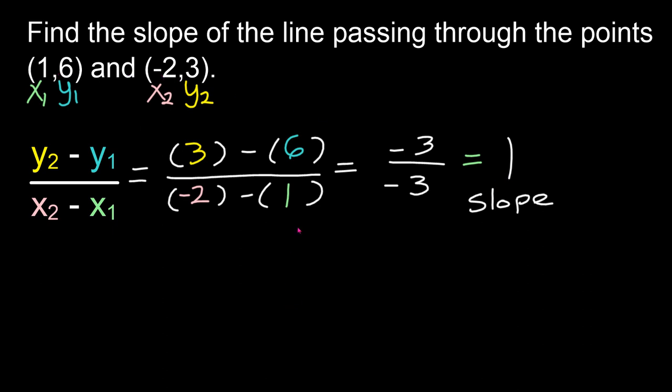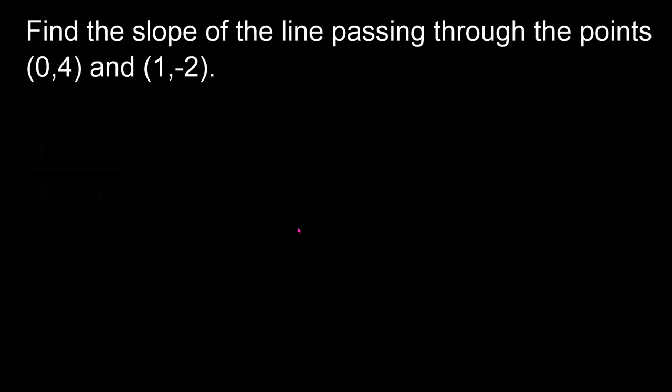Let's look at one more example. Find the slope of the line passing through the points (0, 4) and (1, -2). So again, we want to remember our equation, and then we want to go ahead and just label them.